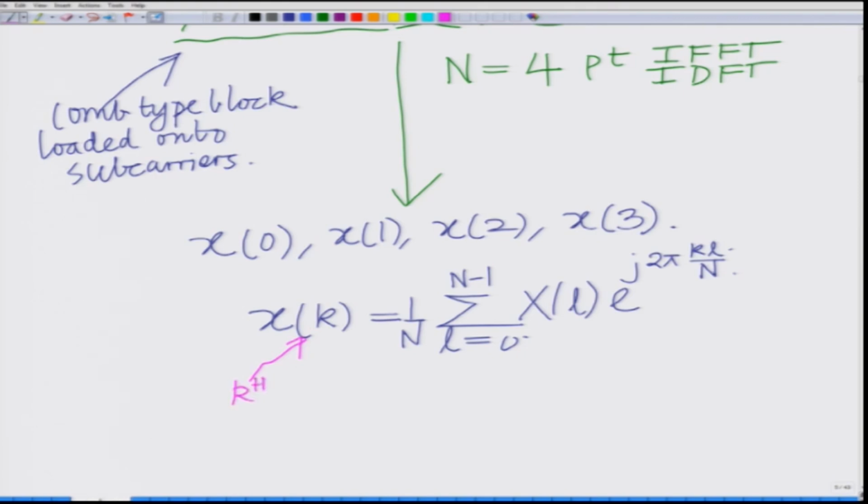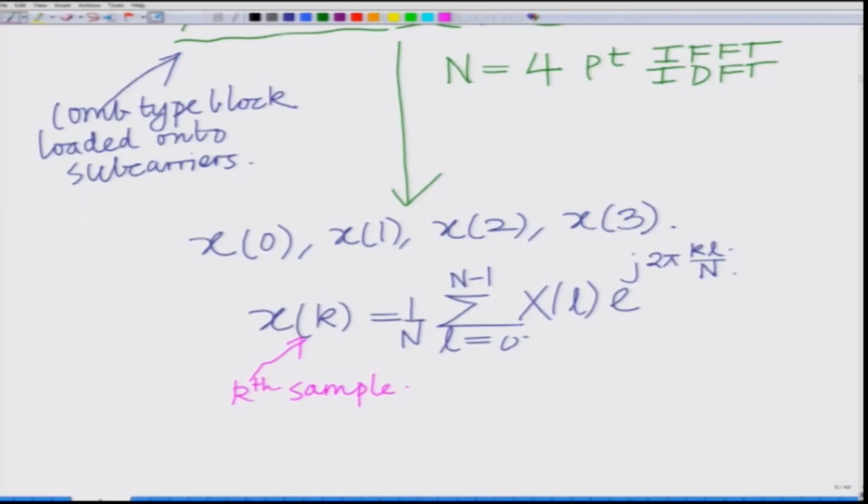This does not change. The only thing that has changed in this scenario is that, instead of loading the pilot symbols onto all the subcarriers, you are now loading pilot symbols onto a few subcarriers and information symbols onto the rest. Together with this comb type block, you take the N equal to 4 point IFFT, or the IDFT, to generate the time domain samples.